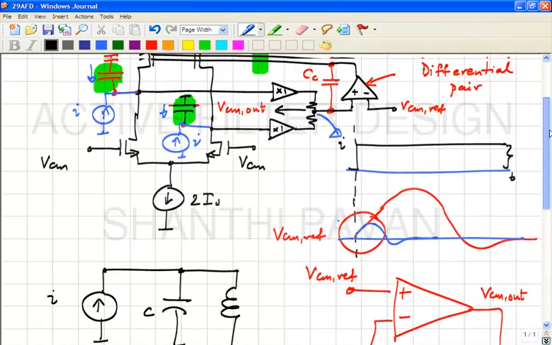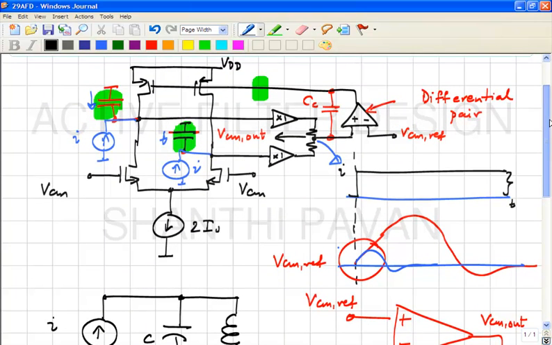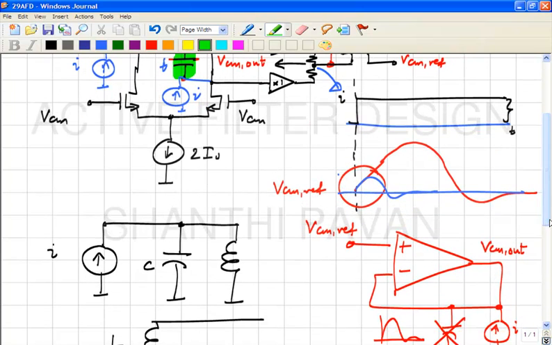I'm sorry, I missed something. So what I forgot to mention was all this. I mean, all this is true. Another component that I missed mentioning is, see, if I pump in a current like this, and this is all that there is to the common mode impedance, what do you think will be the output common mode response?